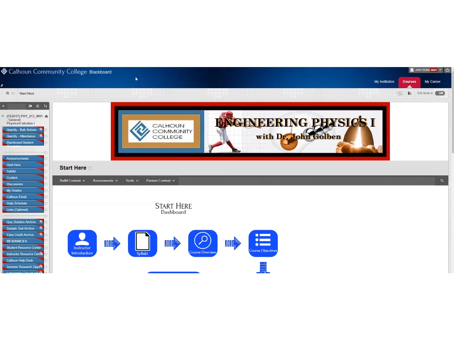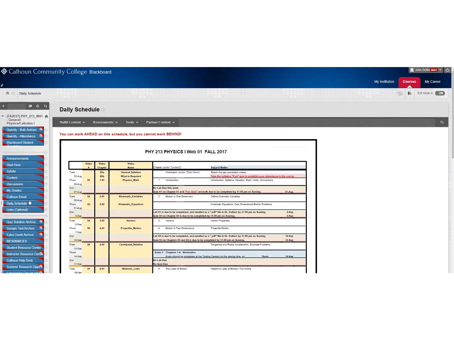Okay, I've made it into the physics course. This is a screen for physics 1, but it would be very similar for physics 2 or physics 3. And I'm wondering, okay, what do I do now? Well, look over here. There's a daily schedule. Let's take a look at that. And here's a daily schedule for this course.